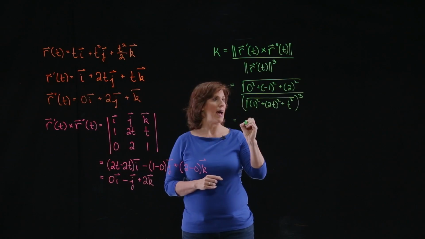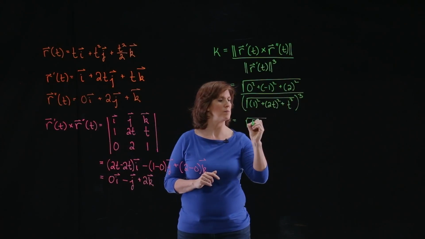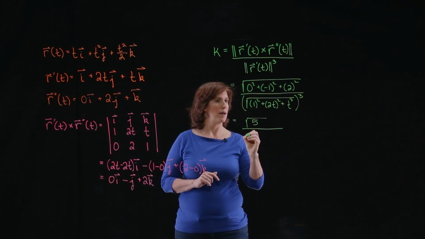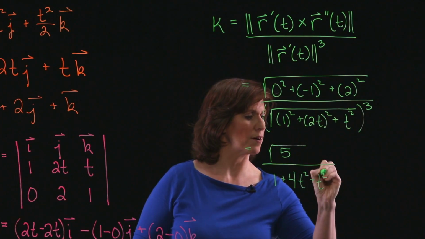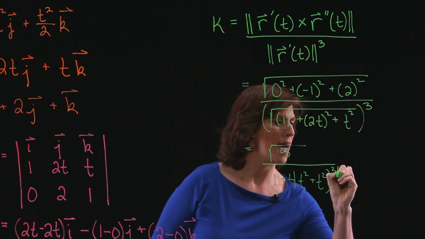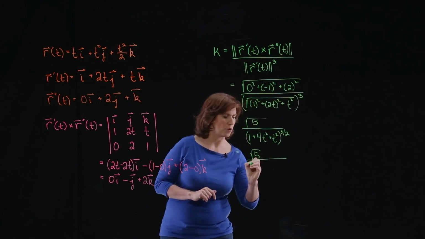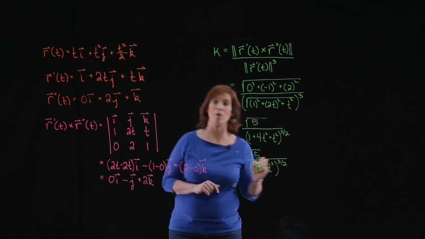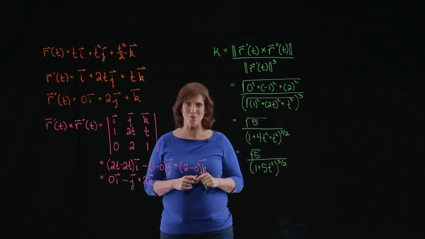All right, so with a little arithmetic now, I determine that that numerator is going to be 0 plus 1 plus 4, so that gives me root 5 in the numerator. The denominator is going to be 1 plus 4t squared plus t squared. And instead of writing this as the square root raised to the third power, I'm just going to write that to the 3/2 power. And then one more simplification step, I've got root 5 all over the quantity 1 plus 5t squared to the 3/2 power. And that will give me the curvature at any point t along my curve. I hope that was helpful. Thanks.